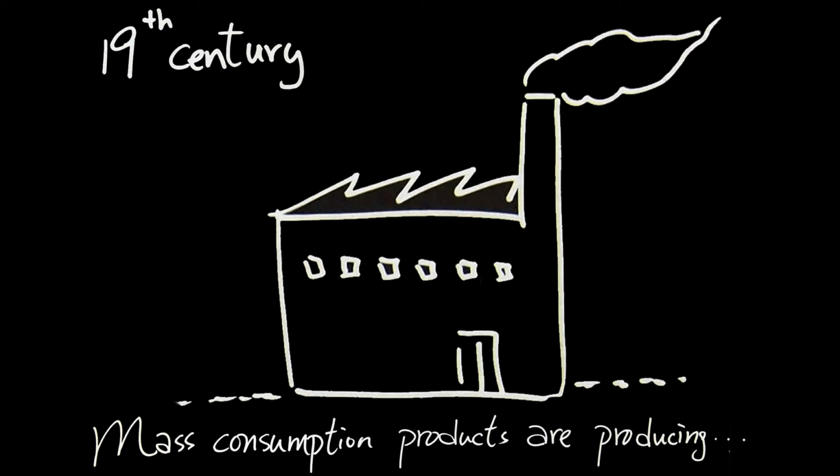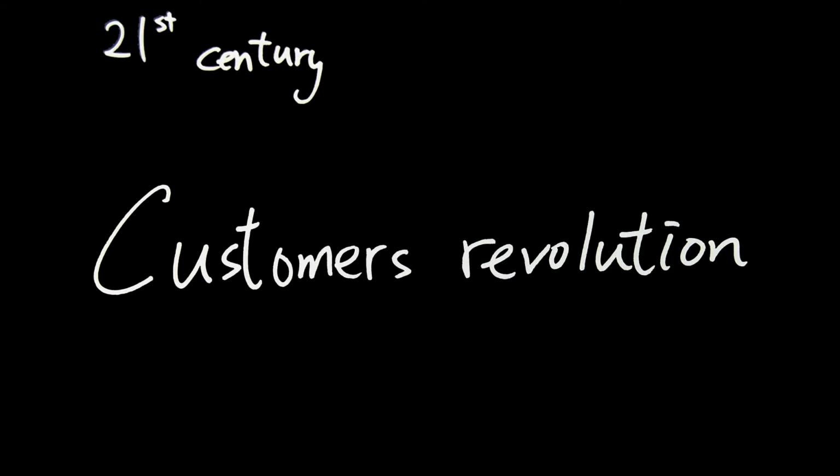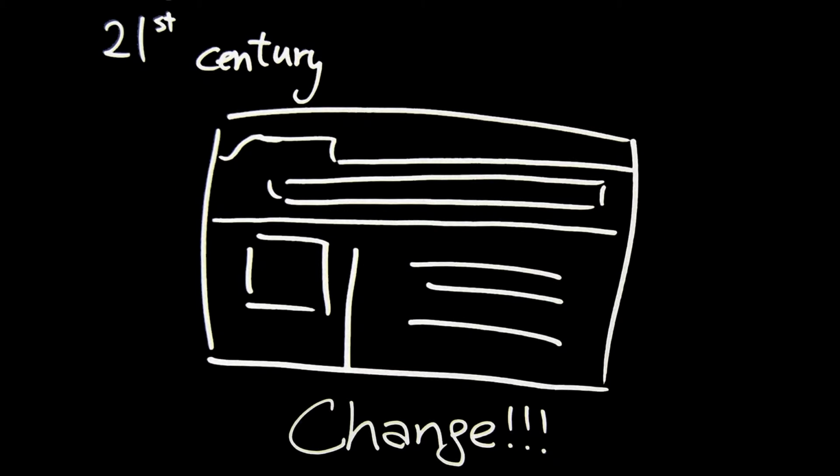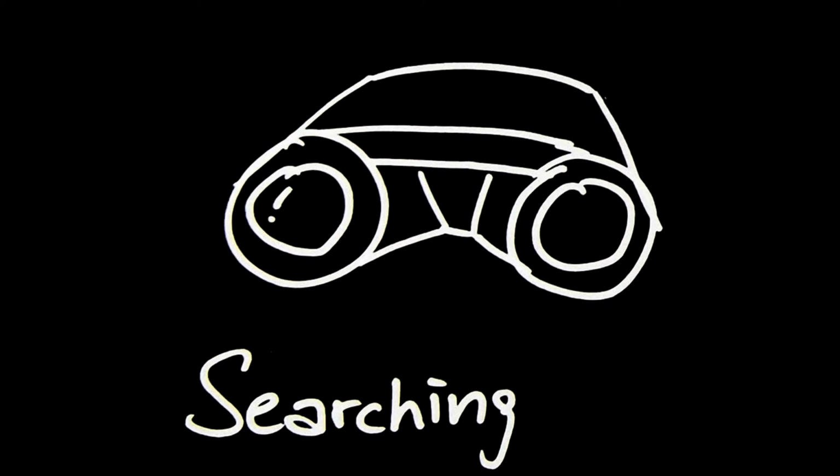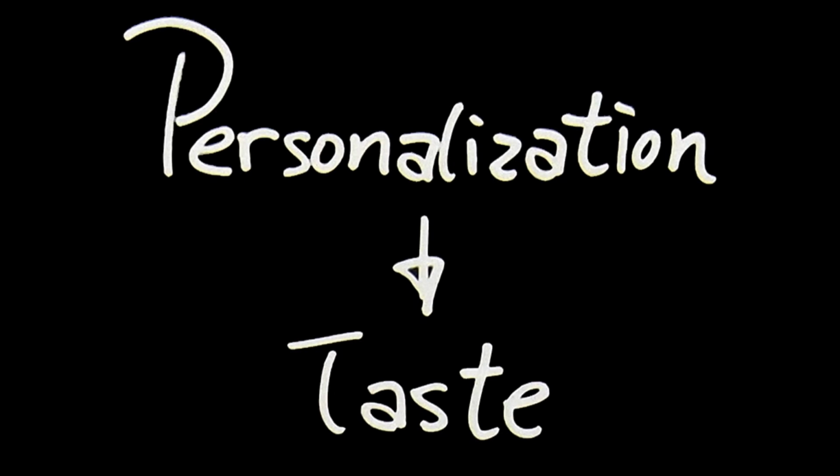In the 19th century, the industrial revolution brought us mass production products. However, we are now experiencing the consumer revolution in this 21st century. The internet changed shoppers' behavior and buying preferences. From being passively fed with production information, customers now actively look for what they truly want. Customers become more and more savvy and aware of choices. People are now looking for more and more personalized products to portray their taste online.